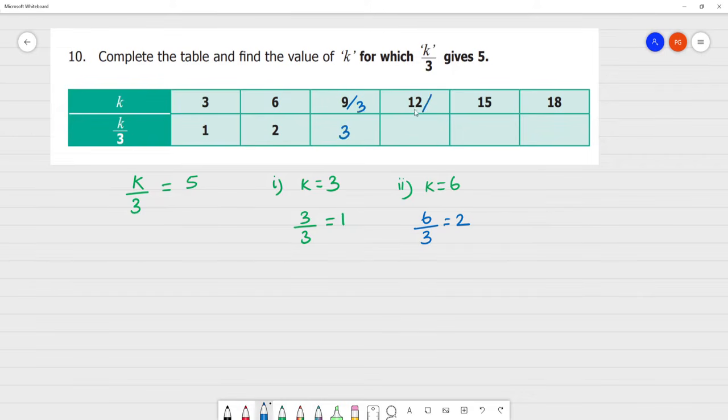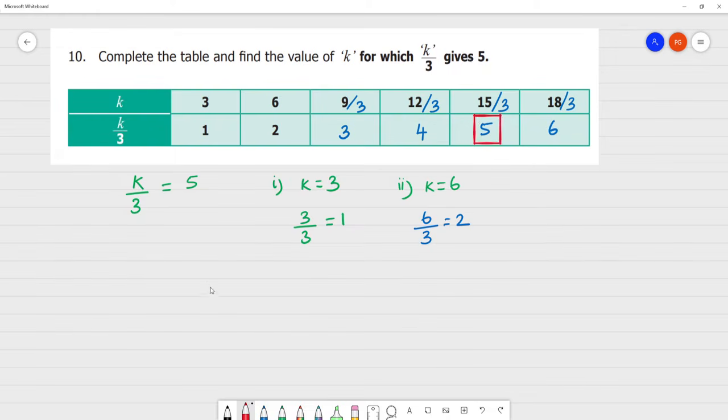12 னா என்னது, k is equal to 12 னா 12 by 3 is equal to என்னது 4 வரும். இப்போ k is equal to 15 னா 15 by 3 is equal to 5. 18 னா 18 by 3 is equal to 6. நமக்கு கேட்டிருக்க வேல்யூ என்னது, 5 which gives 5 அப்படின்னு கொடுத்திருக்காங்க.